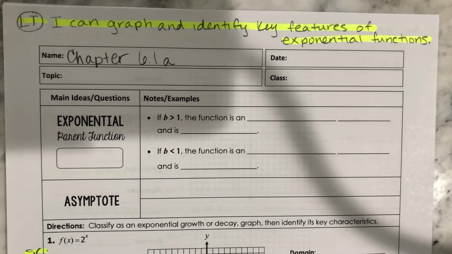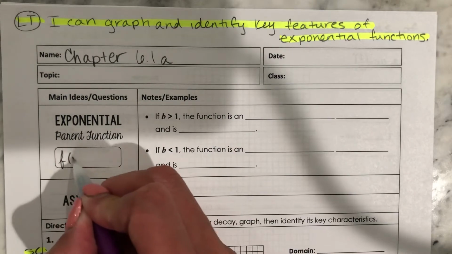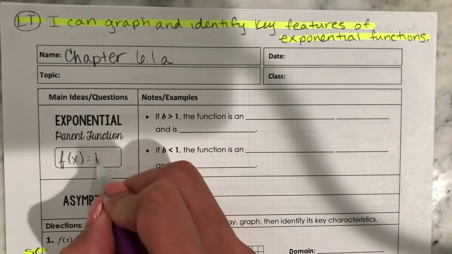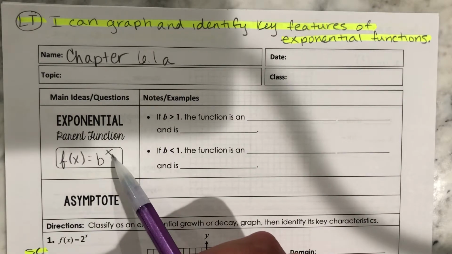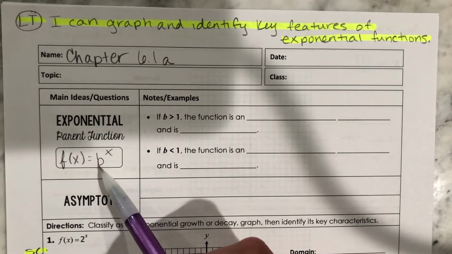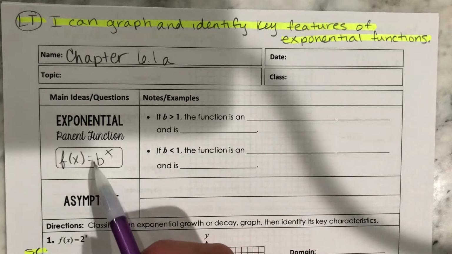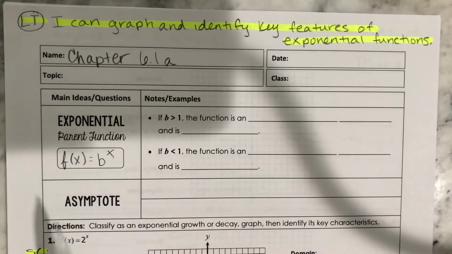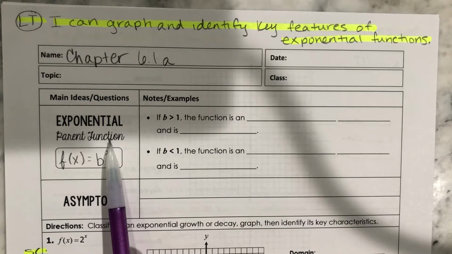So the first thing you need to know is that the exponential parent function looks like this equation: f of x equals b to the x. So your x is your exponent here, a constant raised to an exponent. This b term right here is going to determine whether this exponential function is going to show growth or decay, whether it's going to increase or decrease.